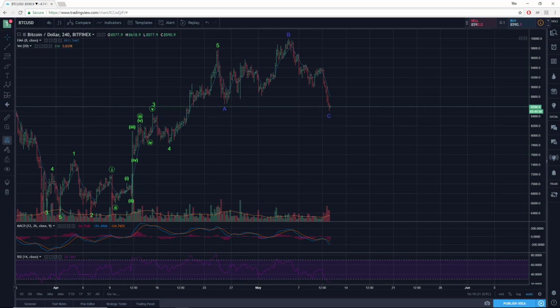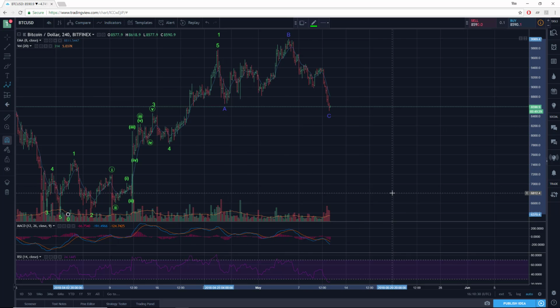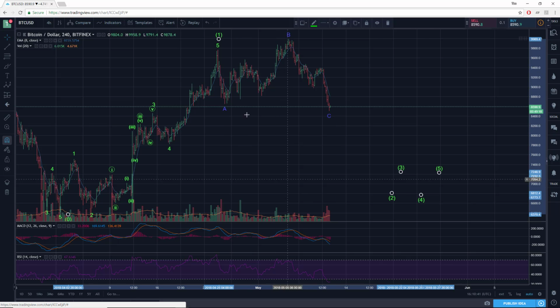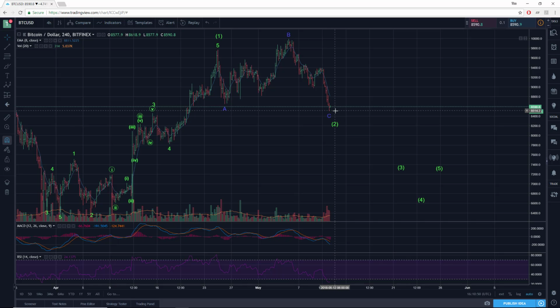So then this may have been, let me just grab another tool here, an overall wave one up, and let's just bump up the degree one there. So this could be one up, right? This could be two down that we're working right now. I mean, there's no reason to believe it's ended here, but a possible target would be the previous fourth wave, one lesser degree, near its termination point, and that would be around 7,800.